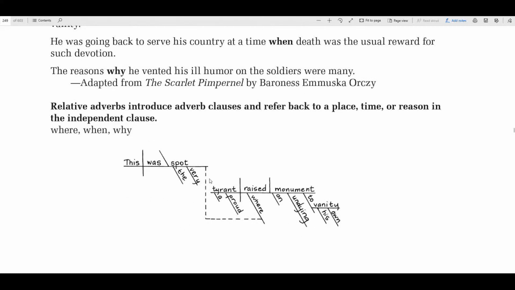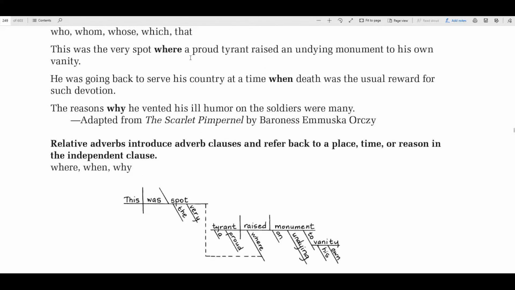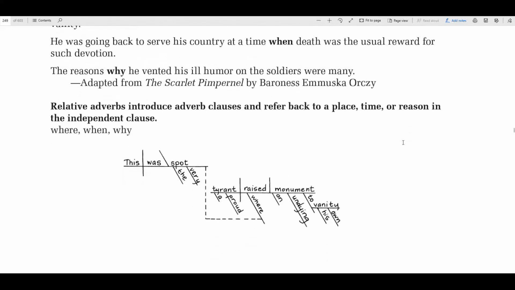Now, same thing as yesterday. They just diagrammed the independent clause, which is, this was the very spot. And then where a proud tyrant raised an undying monument to his own vanity was the whole clause, I mean adverb clause. I keep saying phrase, but I mean clause. So what they do is use this dotted line to connect the word to what it's talking about. So it's where that this is talking about. This whole thing is talking about the where. And then they just diagram this part to it. So don't let this part get you confused.